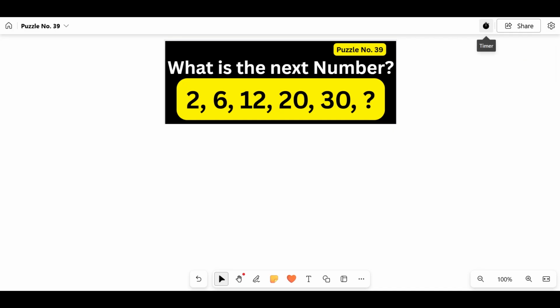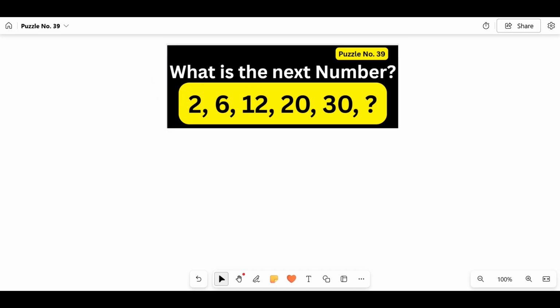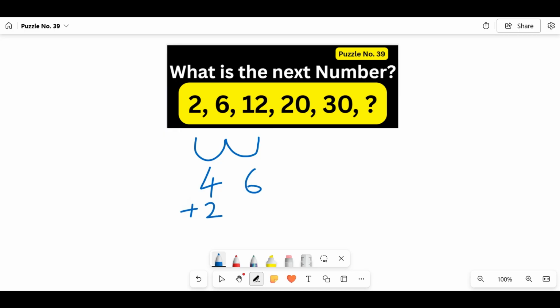Okay, so you can clearly see here the difference between 2 and 6 is 4, right? The difference between 2 and 6 is 4, and similarly the difference between 6 and 12 is 6. That means for this 4 they are adding 2, so they are getting 6 here. Similarly, the difference between 12 and 20 is 8. So again they are adding plus 2 to this 6, they are getting 8.